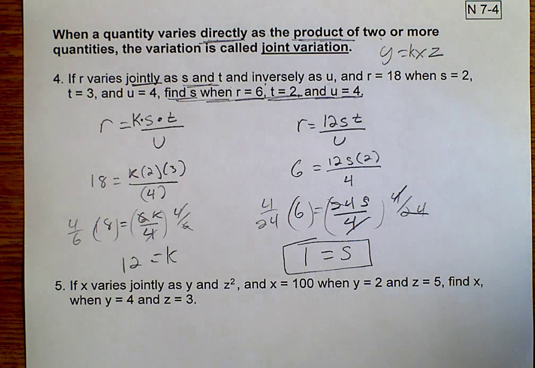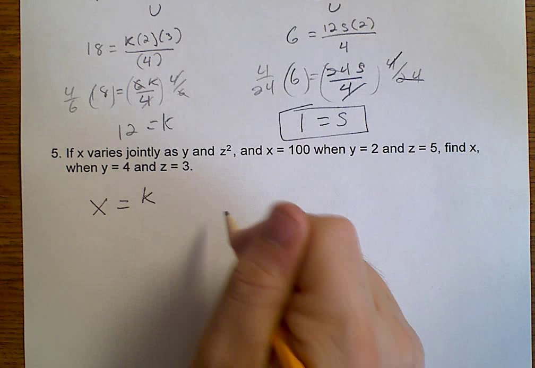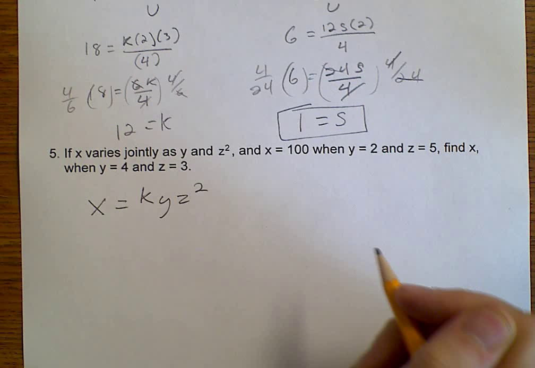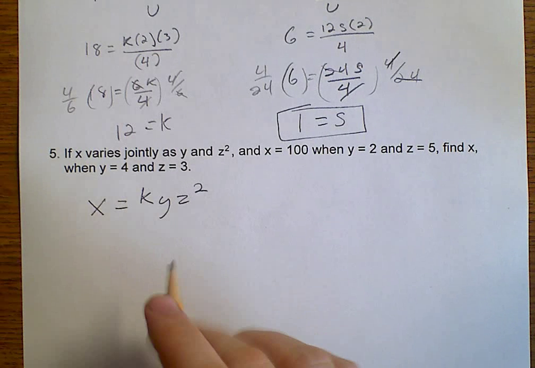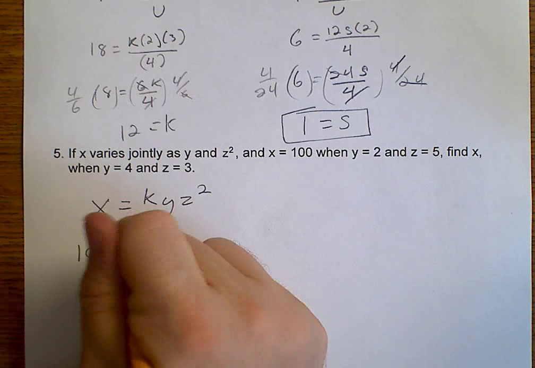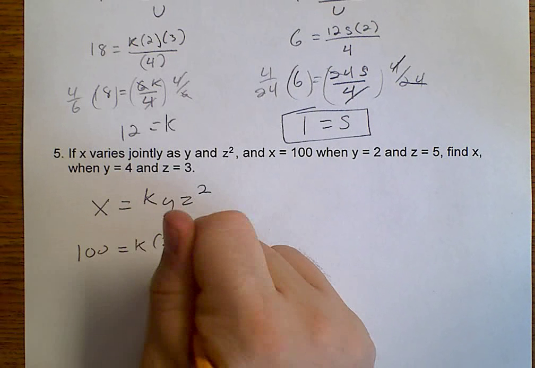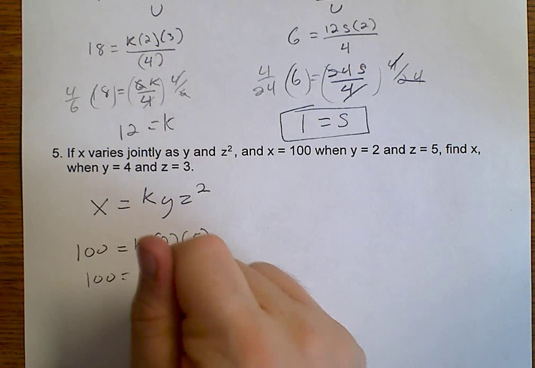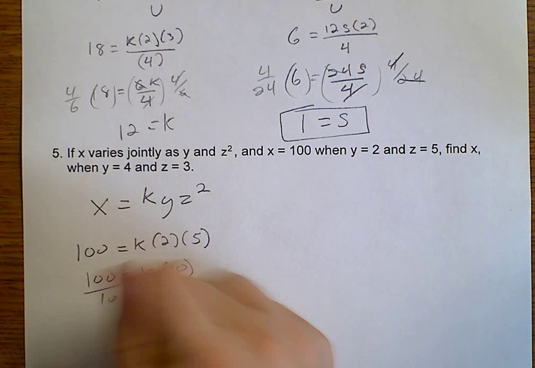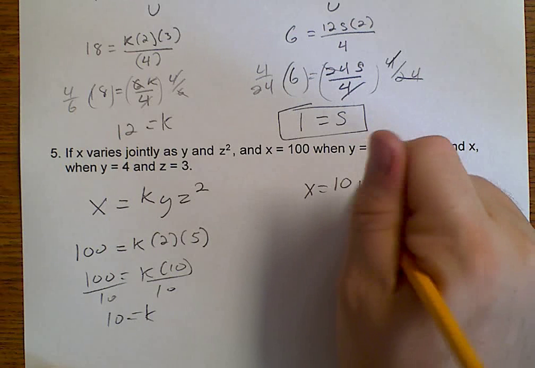Let's take a look at number 5. X varies jointly as y and z squared. There's no inversely to this, so this is our formula. When x is 100, y is 2, and z is 5, then 100 equals k times 10 divided by 10, and k must equal 10. So x equals 10yz squared.